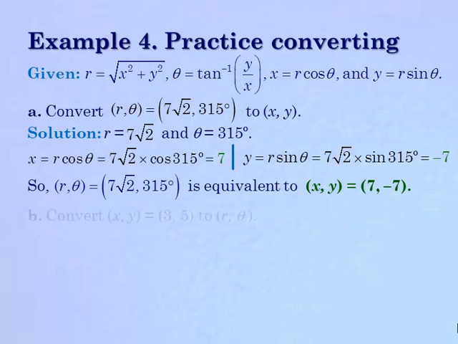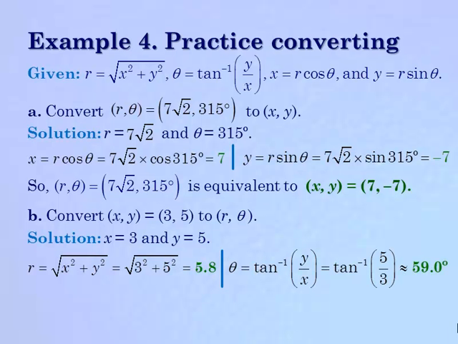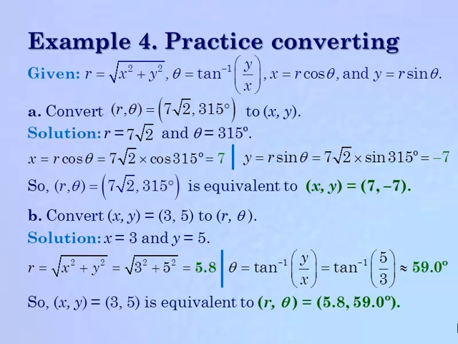Now let's convert x, y of 3 and 5 to r, theta, to polar coordinates. We have x equals 3 and y equals 5, which we can substitute into the formula r equals the square root of 3 squared plus 5 squared, and that evaluates to 5.8. Similarly, theta is equal to the inverse tangent of y over x, which equals the inverse tangent of 5/3, which comes out to about 59.0 degrees. So our x, y point is equivalent to the polar coordinates of 5.8 at 59.0 degrees.